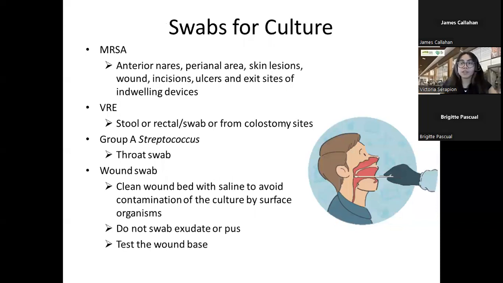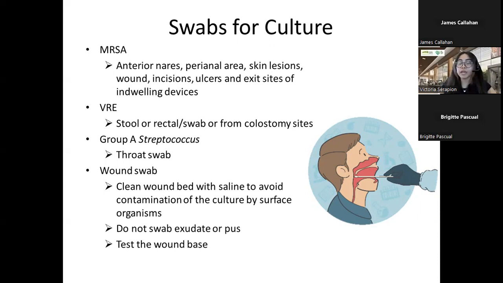For MRSA, the recommended sites to swab are your anterior nares, your perianal area, skin, lesions, wounds, incisions, ulcers, and exit sites of indwelling devices. When you're collecting your MRSA swab, you should pre-moisten your swab with sterile normal saline. Use the same swab for both nostrils. Swab the anterior nares using a circular motion, ensuring contact with all mucous membranes, and use a separate swab to swab perianal or perineal areas.